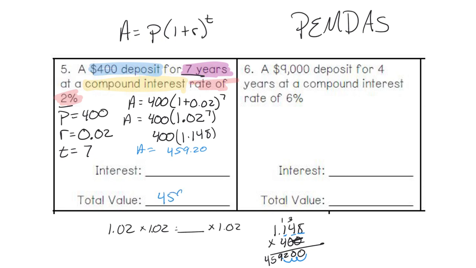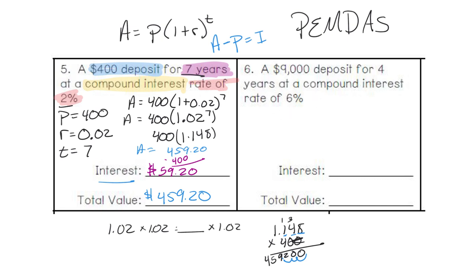So 459.20. Now in order to get the interest, I need to go ahead and take the account balance minus the principal equals interest. So account balance is $459 minus the principal, the amount I started out with, will give me $59.20 worth of interest.